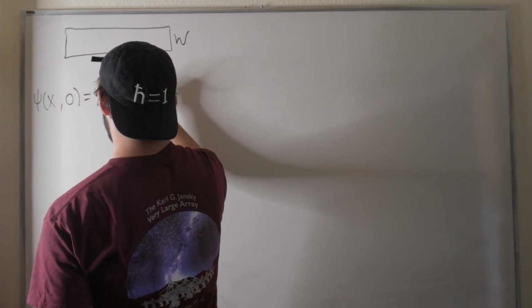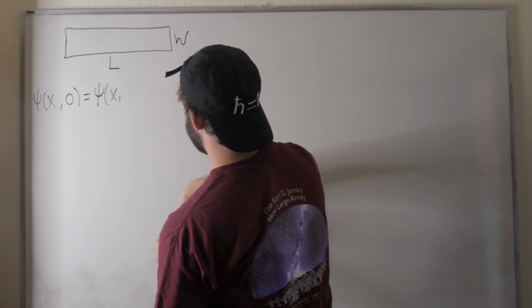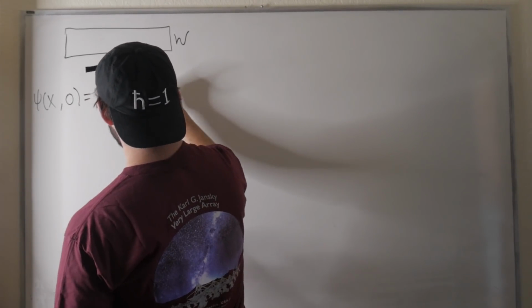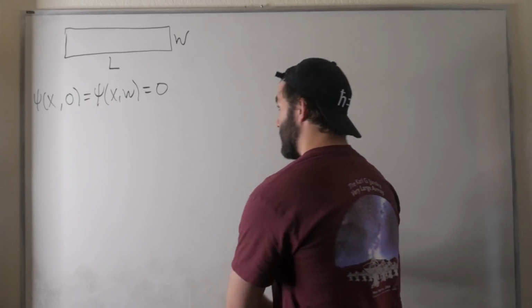Okay? So the first one says that psi for any value of x, but at the y boundary, so 0, x, y, or, see, that's what I did last time, was I used H all the time. W is equal to 0. So that's one of the boundary conditions.